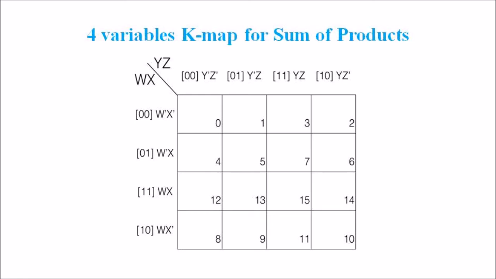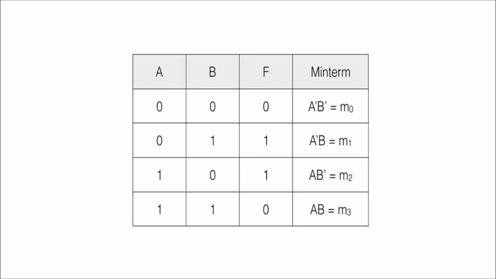Next we are discussing how to fill values in a KMAP for SOP. Say we have a Boolean function f defined on two variables a and b, and f is equal to 1, that is, the output is 1 only when exactly one of the inputs is 1. So we have drawn the truth table with possible input and output values. The input 0, 0 results in the output 0, 0, 1 results in 1, 1, 0 results in 1, and 1, 1 results in 0.